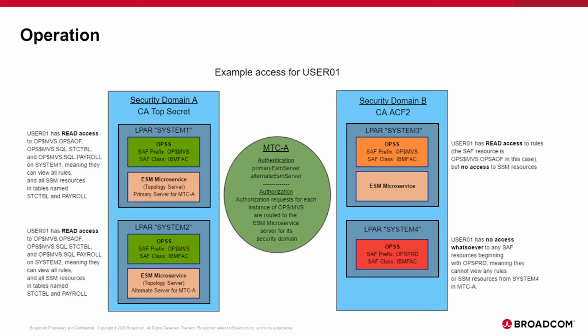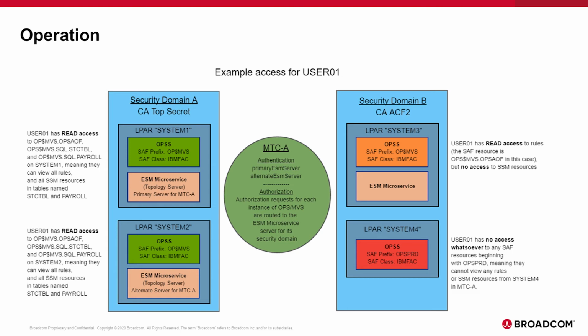Here is our first example user, user01. In security domain A, they have a high level of access, being able to see all rules defined on System 1 and System 2. Since user01 has read access to the SAF resources op$mvs.sql.stctbl and op$mvs.sql.payroll, they will be able to see all SSM resources on System 1 or System 2 in tables named STCTBL or payroll, but not resources defined in other tables.